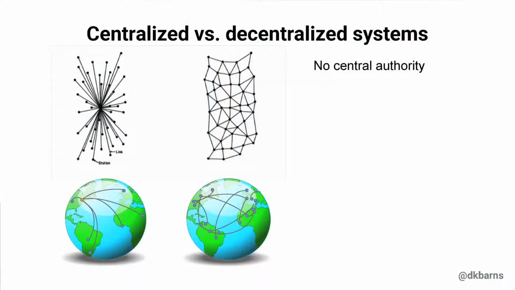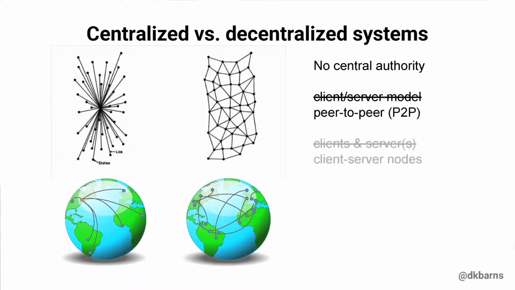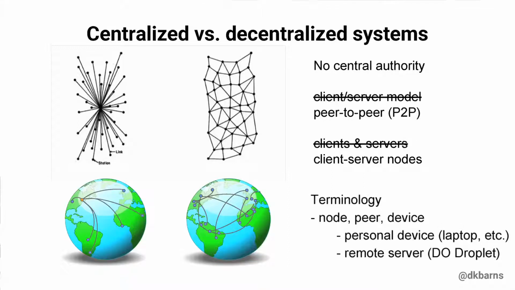So the first thing is these kind of decentralized systems visualized on the right, they don't have any central authority. And when we remove that central authority, we effectively transition from the client-server model to something where we have peers and peers and other peers connecting on a network. At a more practical level, we no longer are dealing with clients and one or more servers. We're dealing with these client-server nodes that are autonomous. So we'll explore that a little bit more.